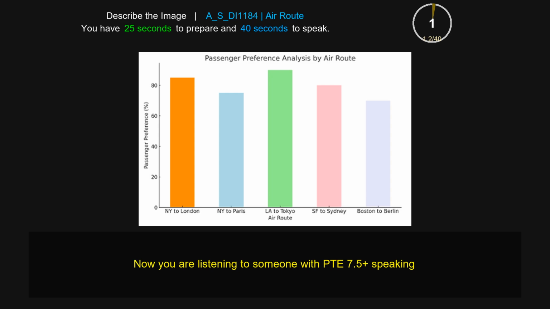This is a bar graph. This bar graph provides information about passenger preferences analysis by air route. The x-axis talks about the air route, that is New York to London, New York to Paris, LA to Tokyo, SF to Sydney, Boston to Berlin. And the y-axis talks about the percentage preferences, that is 0 to 80%. There are five colors, that is orange, green, blue, magenta, and green. Overall, this picture talks about passenger preference analysis by air route.